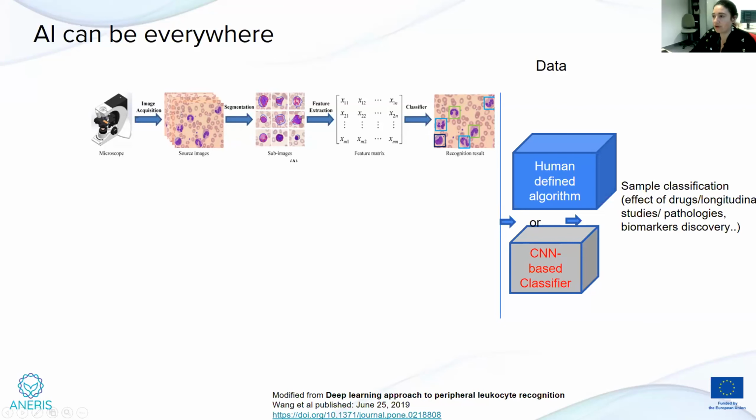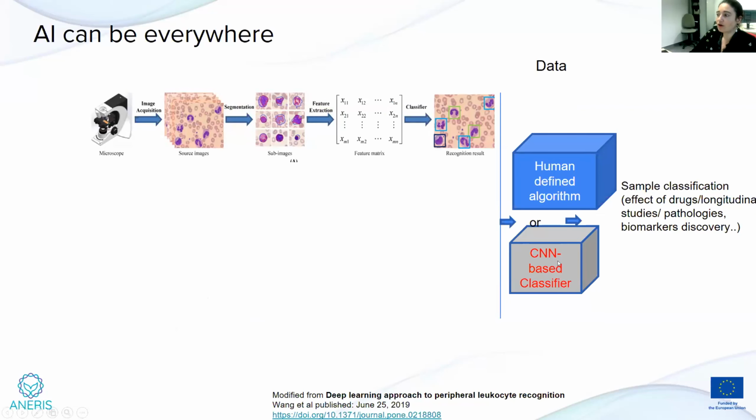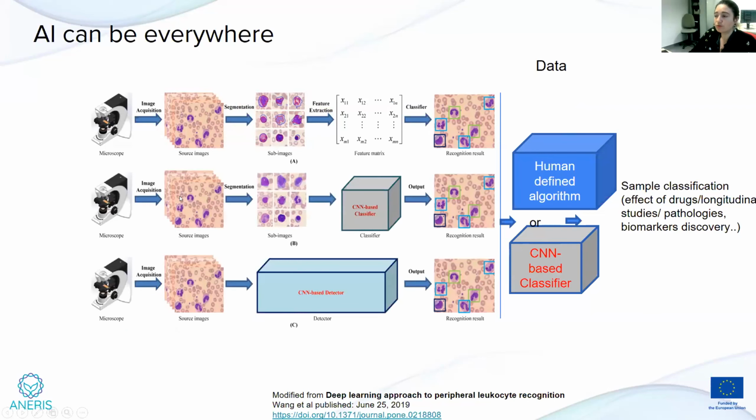And based on that, here also you can either use your human-defined algorithm, as a reminder, for example, based on the proportion of cells, or even maybe some deep learning based classifier in order to decide which diagnostic the patient has. Then you could have used deep learning at another step.